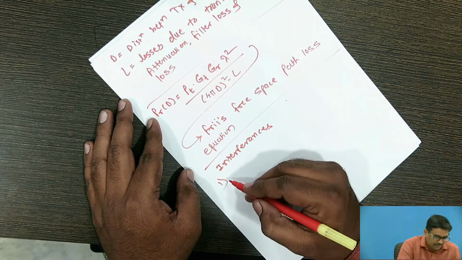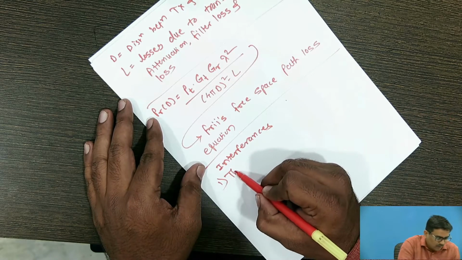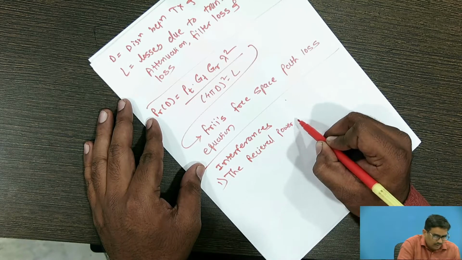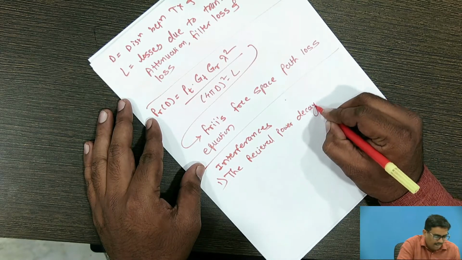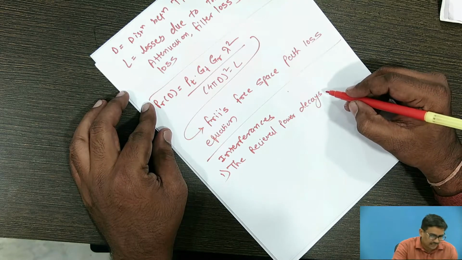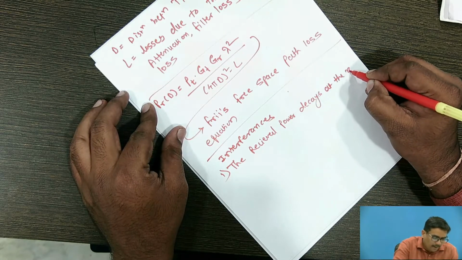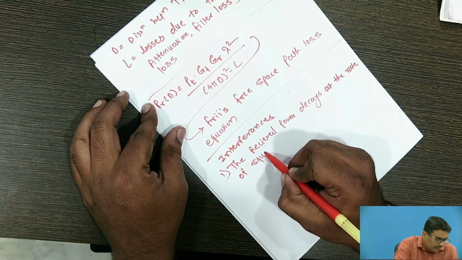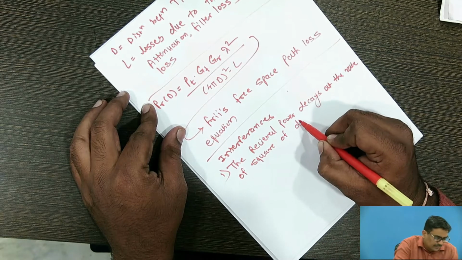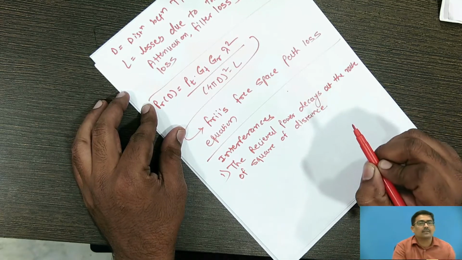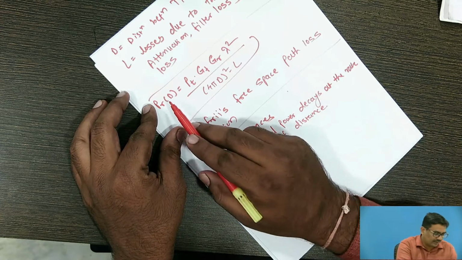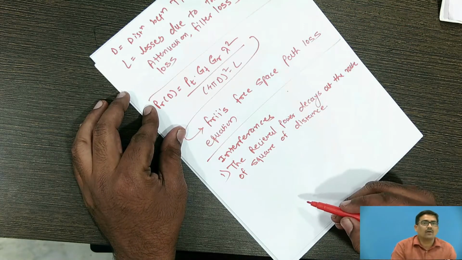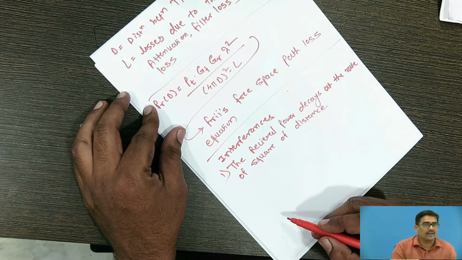The first inference is that the received power decays at the rate of the square of the distance. So the received power decays as the distance increases. So this is the first inference that we got.